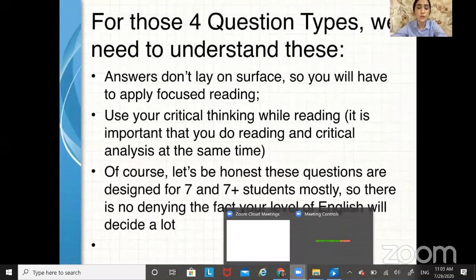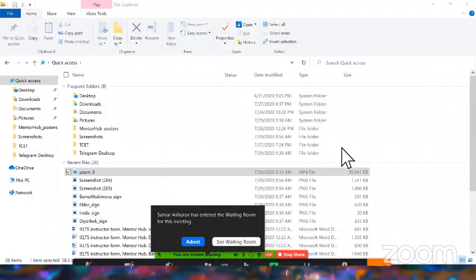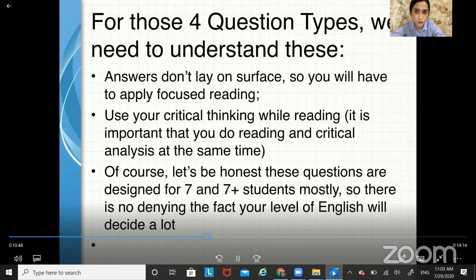So what you have to do, first off, you need to understand they are not on the surface. Stop looking for vocabulary only. You are not dealing with vocabulary matching exercises here. You'll have to apply more focused reading. So one of the best tips would be to slow down. When you're reading, try to read a little bit slowly.